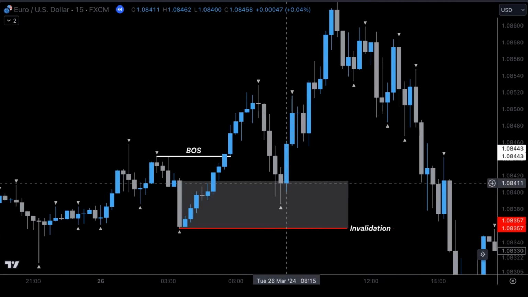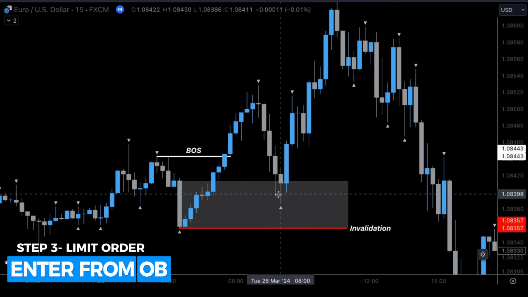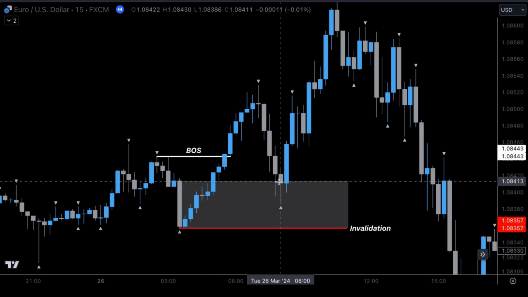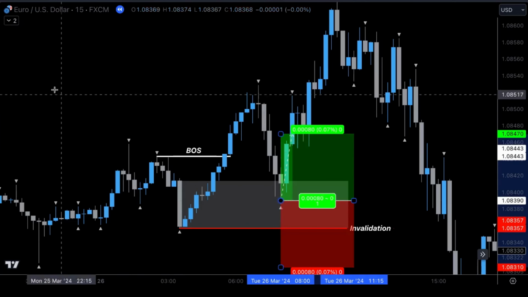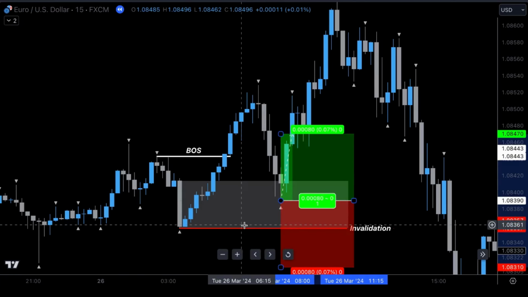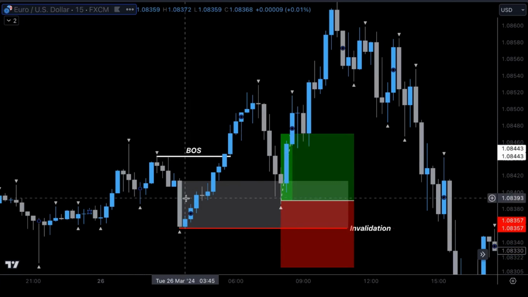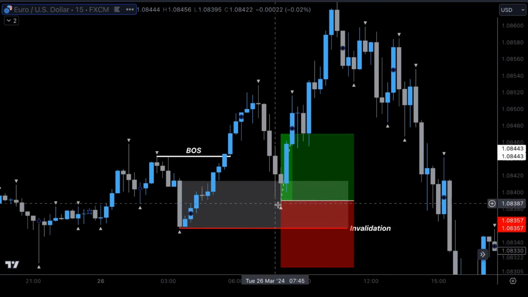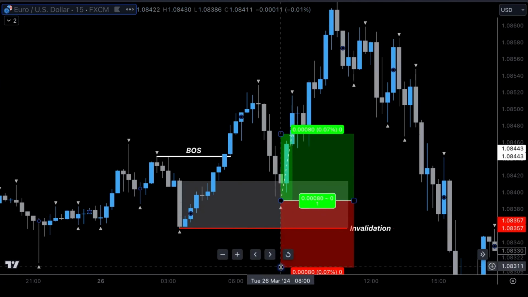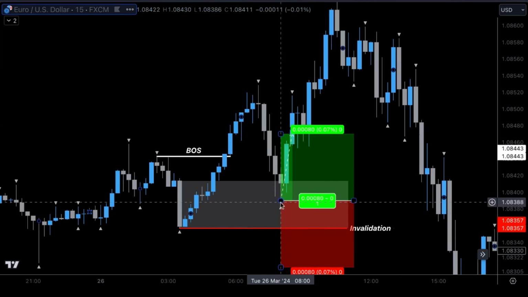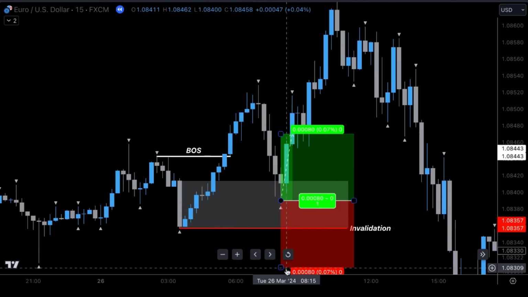Step number three with executing your long trade is to enter out of the order block. Some people want to enter right at the order block, some people want to take a 50% retracement of the order block to have a more conservative approach. So you can enter 50% down from the order block, and then in terms of an invalidation, we've set our limit order, which is 50% of this order block.